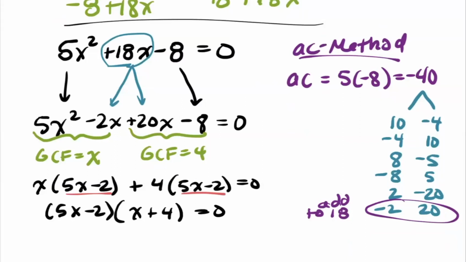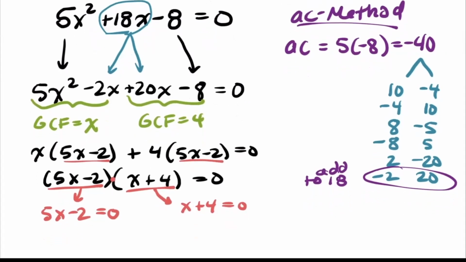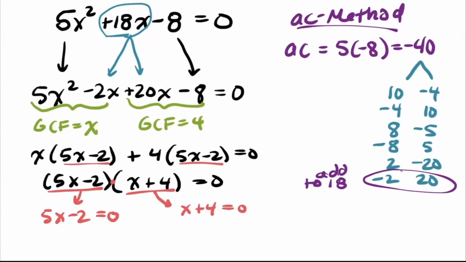Then we have now fully factored this. So now we take our 5x minus 2 and set that equal to 0. If that's 0, it makes the whole product 0. And also if the x plus 4 is 0, that makes that whole product 0. So we've got 2 little equations to solve.